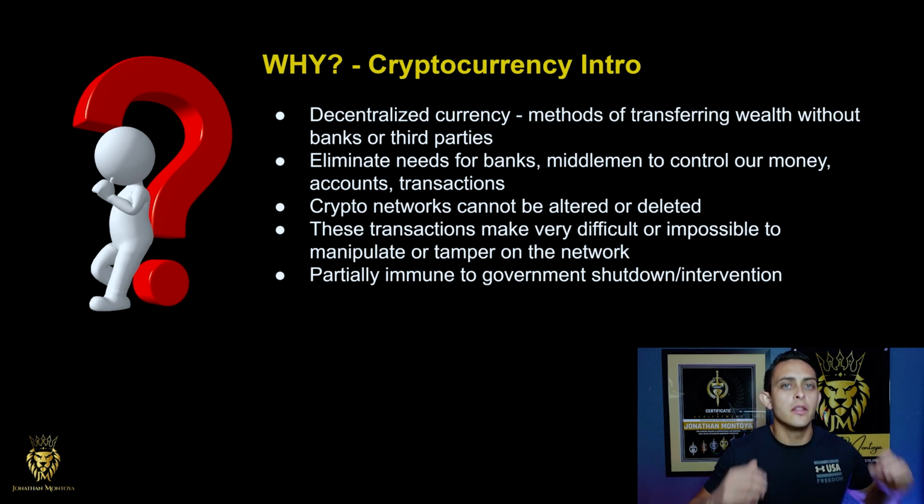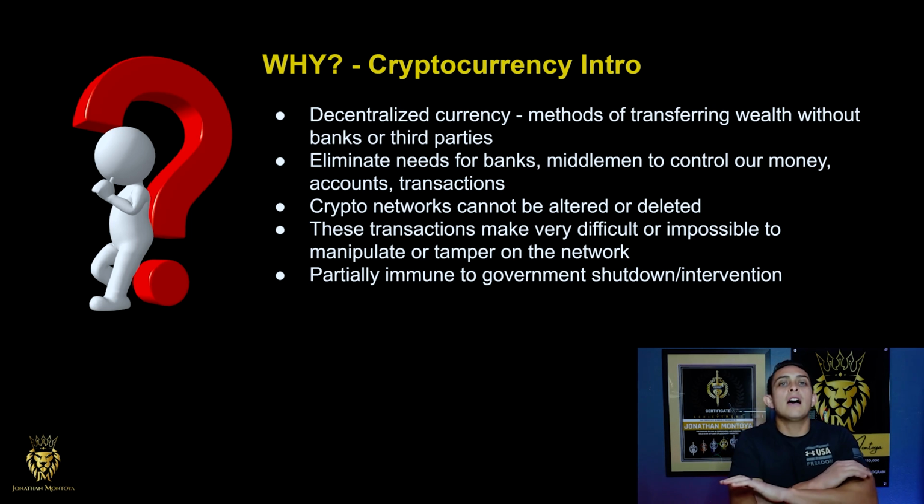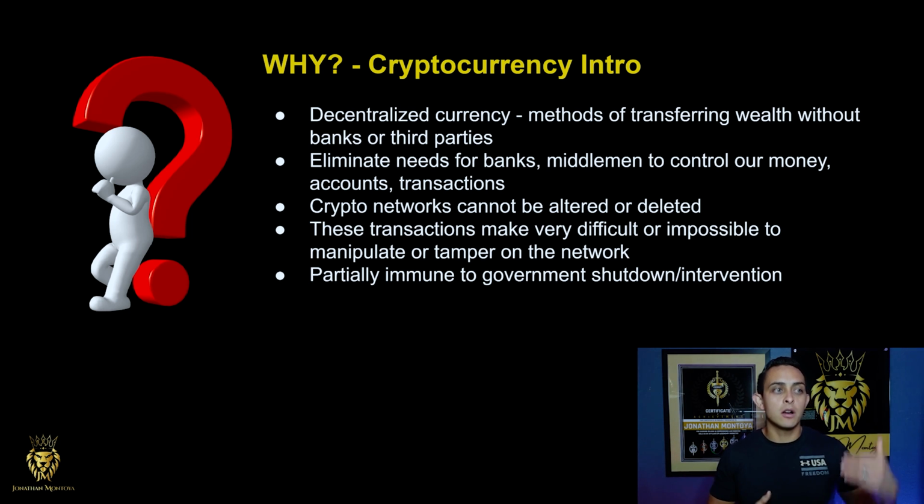Now, I briefly touched on this, guys, but why cryptocurrency, right? So again, decentralized currency, right? Methods of transferring wealth without banks or third parties. We have no need for the middleman now, and we can eliminate banks, the middleman, to control our money, accounts, and transactions, okay? Now, the cool thing about this is crypto networks cannot be altered or deleted, meaning these transactions make it very difficult or impossible to manipulate or tamper on the network. And cryptocurrency is partially immune to government shutdowns and intervention.